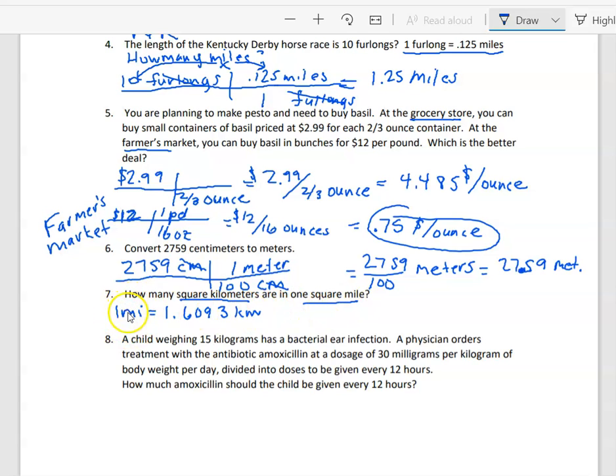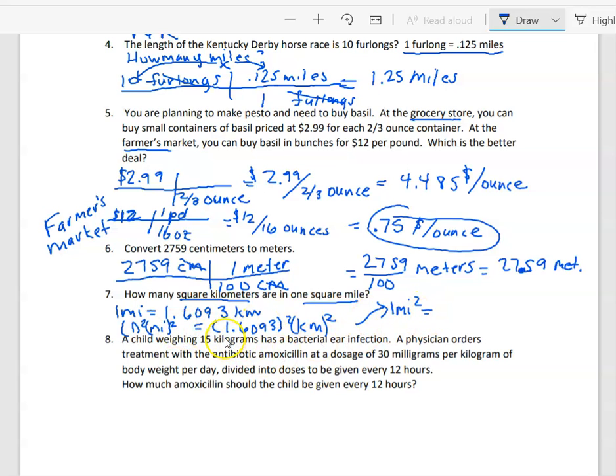So if I square these things, which means, remember, squaring means you're multiplying it by itself. So we would do 1 squared miles squared is equal to 1.6093 squared kilometers squared. Okay, that's going to get me 1 mile squared. If I simplify this, 1 times 1 is just 1. And then I've got miles squared.